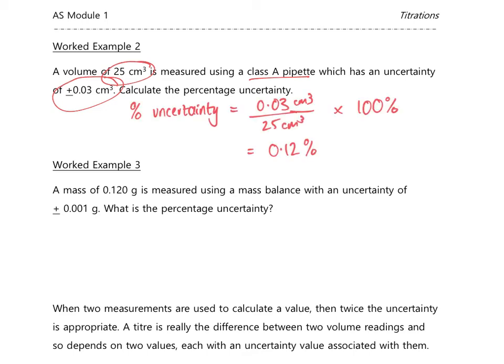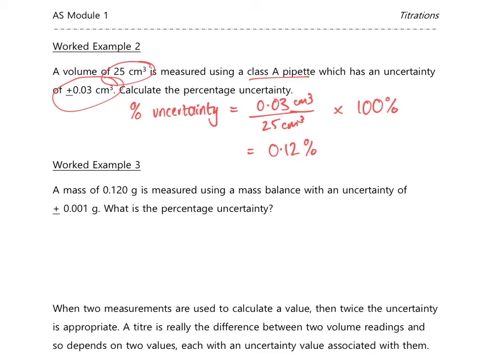So working out that calculation, you should have got the percentage uncertainty is 0.03 divided by 25 times by 100%, which is 0.12%. So you can see that percentage is much lower. For the measuring cylinder it was 2% and this is 0.12%. So this has a much lower percentage uncertainty than the measuring cylinder.